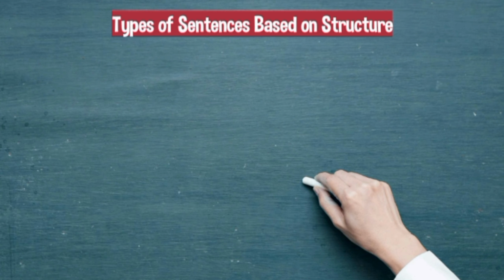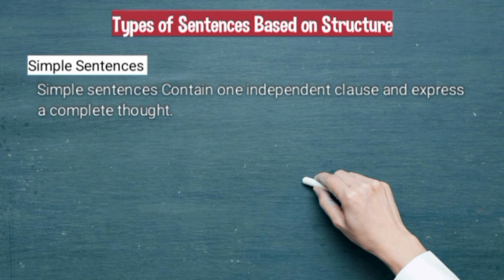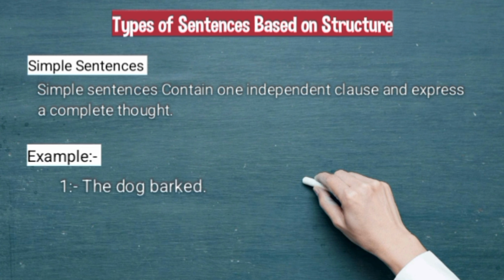Types of sentences based on structure. Number 1 is simple sentences. Simple sentences contain one independent clause and express a complete thought. For example, the dog barked. She enjoys singing. These are simple sentences, and simple sentences are clear and easy to understand.